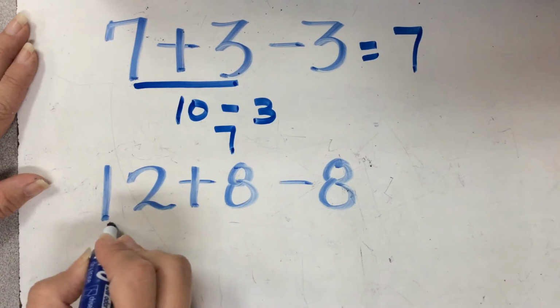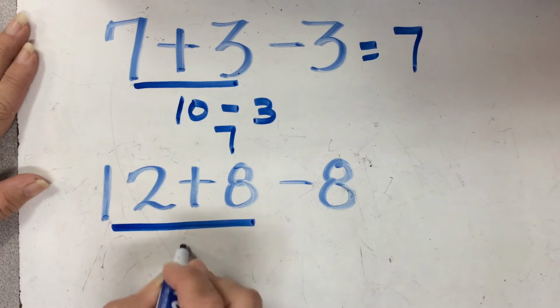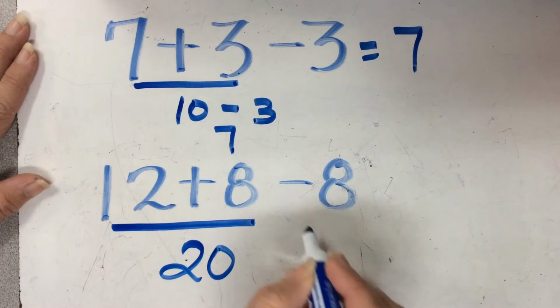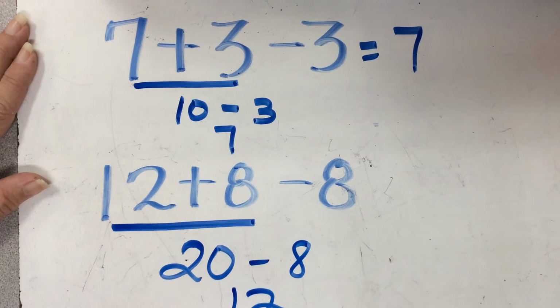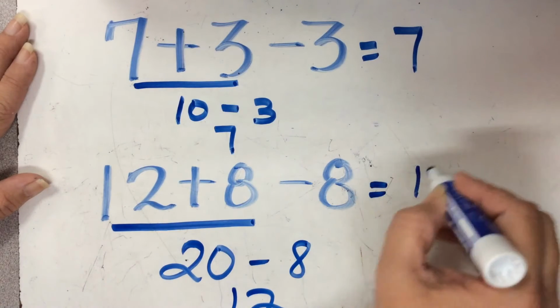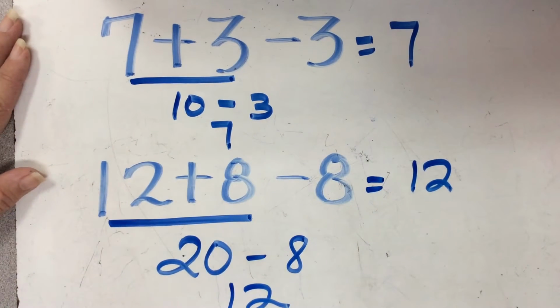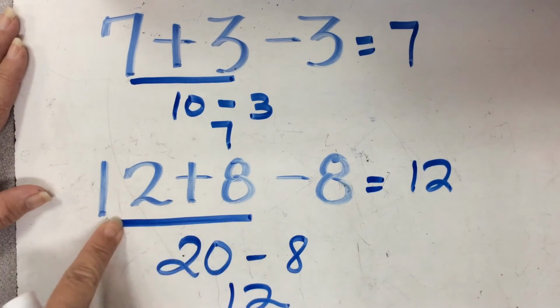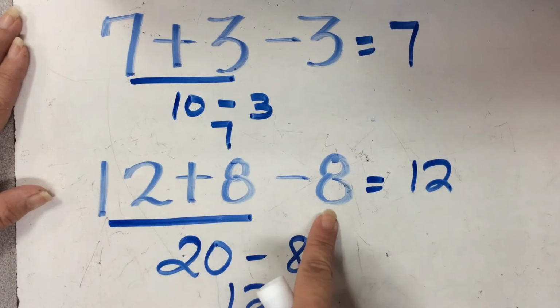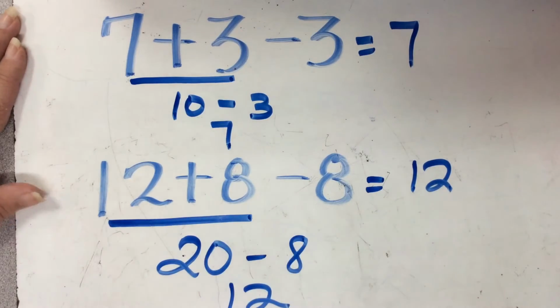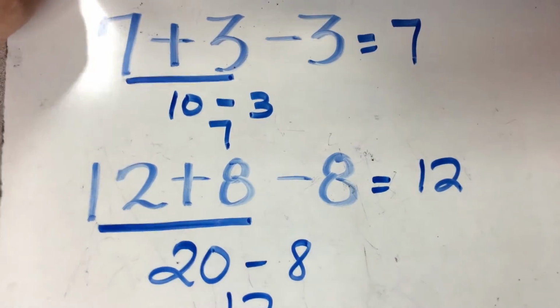All right, if I add those together, 12 plus 8 is 20, and then 20 minus 8 gives me 12. So what's happening is I'm ending up with what I started with. Started with 12, ended with 12. The reason is that we're adding one number and then turning around and taking it away. So this proves that the opposite of addition is subtraction.